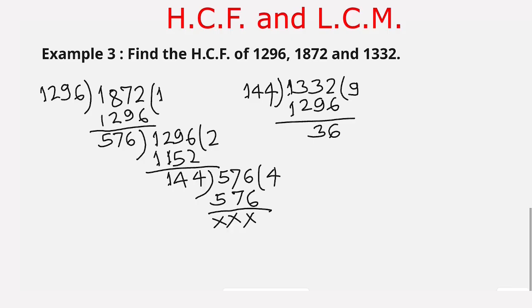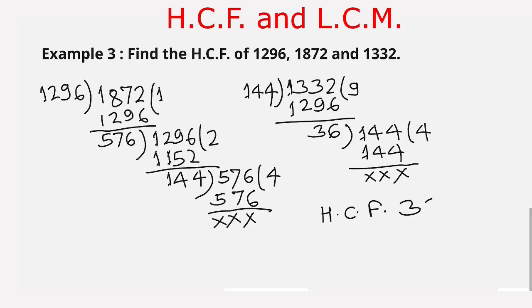Now we divide 144 by 36. 36 divides 144 for 4 times, and 4 times 36 is 144, and remainder is 0. So the last divisor is 36. So our HCF is 36 for 1296, 1872 and 1332. I hope you have understood the method of finding HCF of 3 numbers by division method.